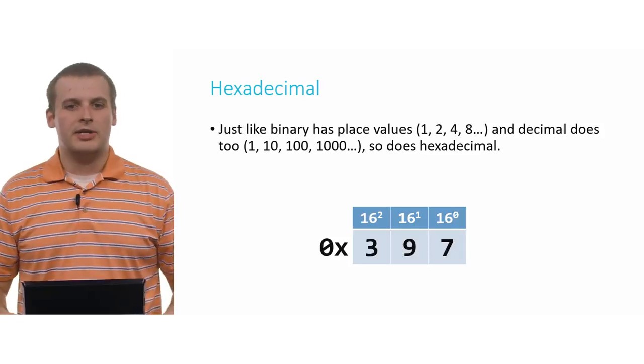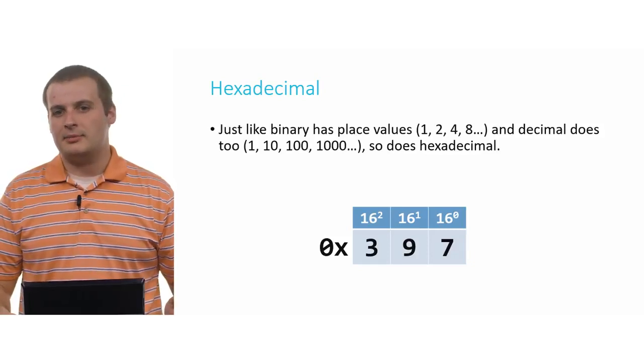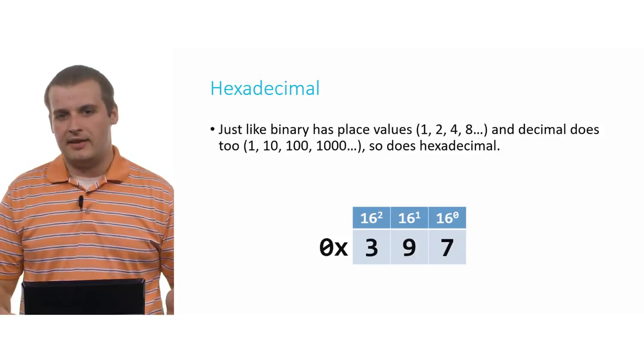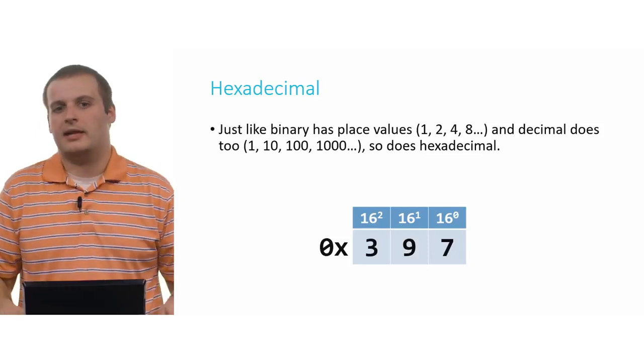So this number is really 3 times 16 squared plus 9 times 16 plus 7. I didn't do the math here, but it's not 397. It's much larger than that.